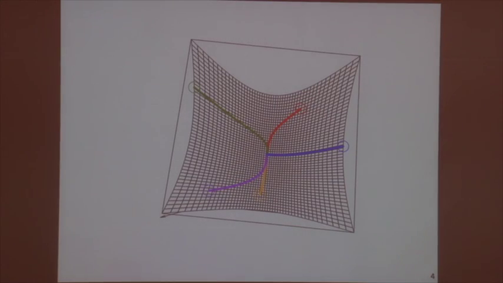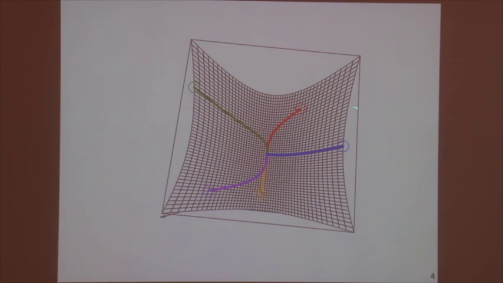So here is an example where we have a convex function. This is the graph of a 2D convex function. The global minimum of the convex function, this is actually strictly convex, so the unique global minimum is here, and the colored curves are trajectories of the gradient descent approach.